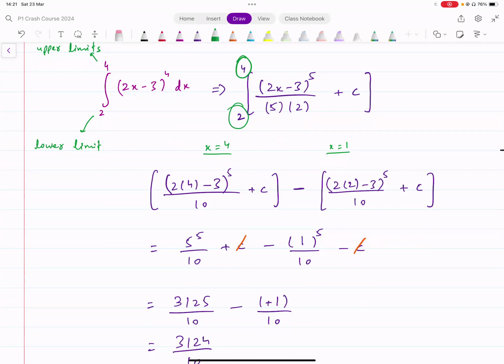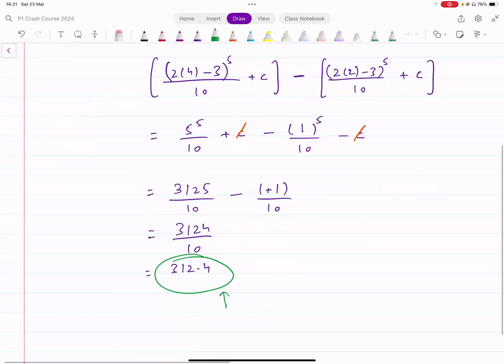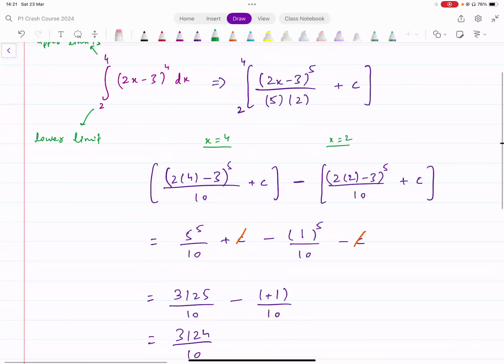So 4 is the upper limit. You first input the upper limit in that integral, then you input the lower limit, which was 2, and then you subtract the case with the lower limit from the case with the upper limit. You do the subtraction and you get the result. The end result that you get is a numerical value, after inputting those limits.